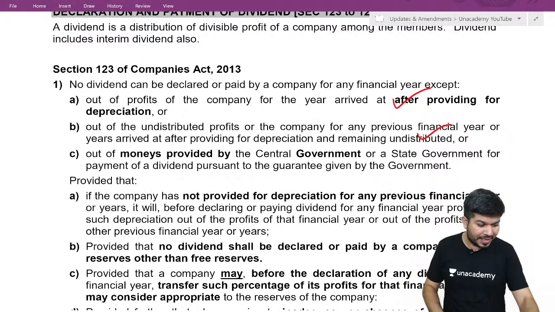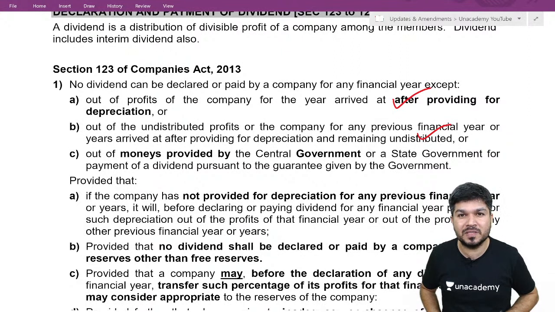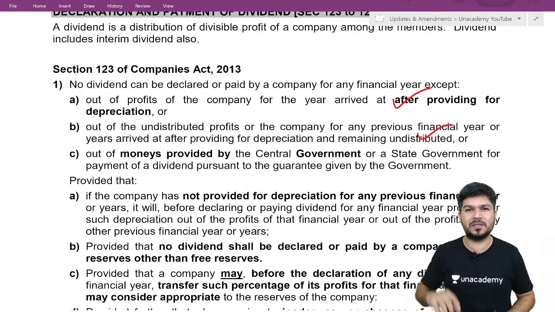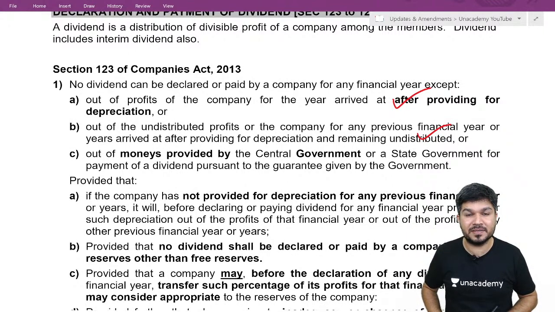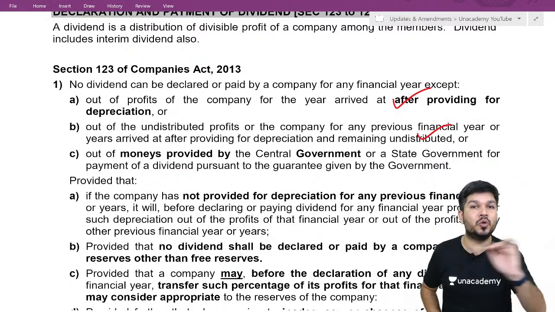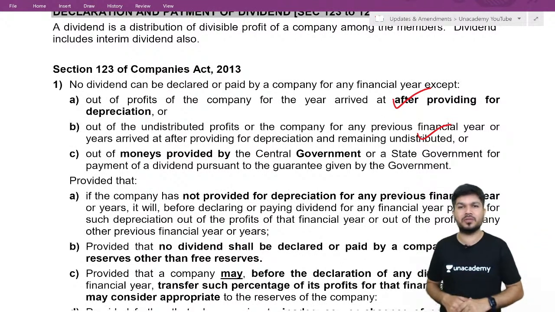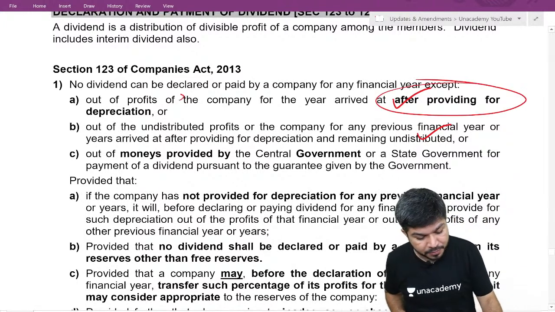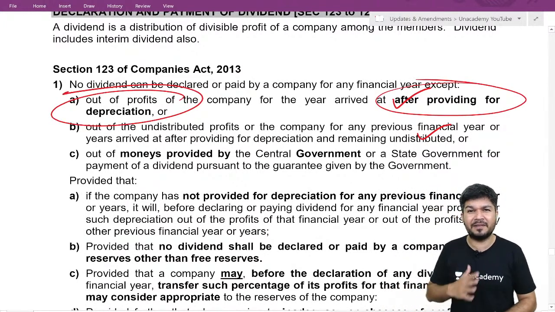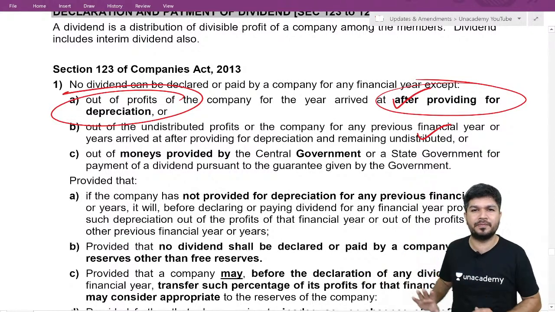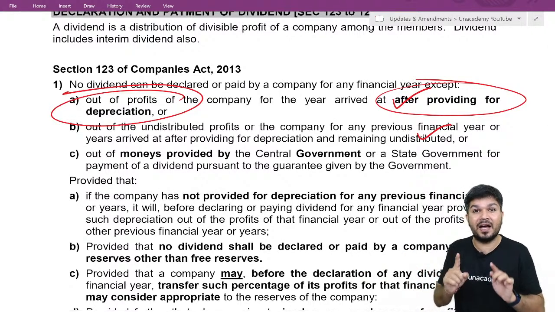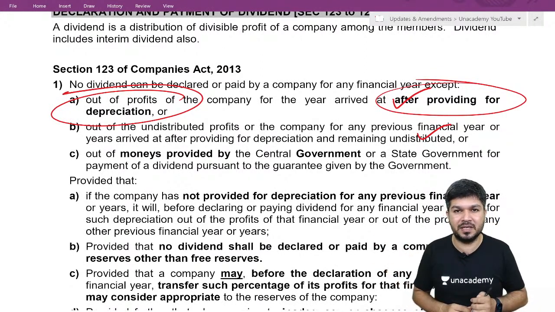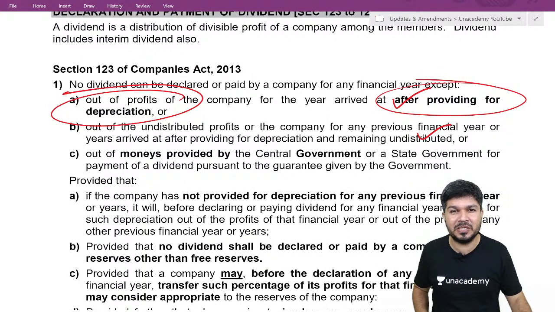Now, second question, sir, do I need to write off the past losses before giving dividend? If I have some past losses, do I need to write off the past losses? Answer is no. You don't have to write off the past losses. You need to deduct unabsorbed depreciation of past. The wording was that it should be after providing depreciation. Did I say after writing off past losses? No. I don't have to write off the past losses, but I have to deduct unabsorbed depreciation of past. Now, sir, how do I find the unabsorbed depreciation?